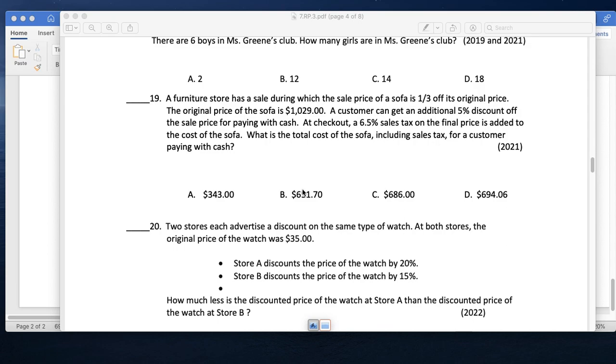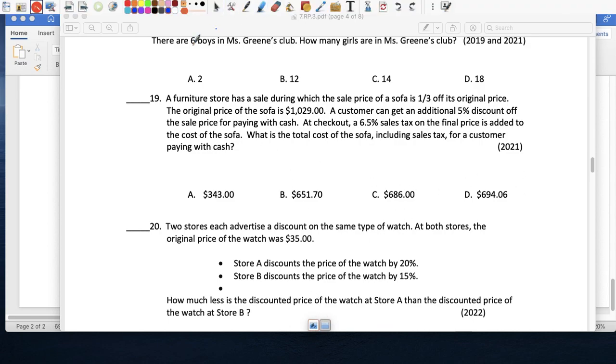So 19, furniture store has a sale of a sofa, 1/3. Okay, the original price is that. Customer can get an additional 5%. At checkout, there's 6.5% tax. What's the sold? Oh, wow. This is 2021. Okay, so the original price is 1,029.